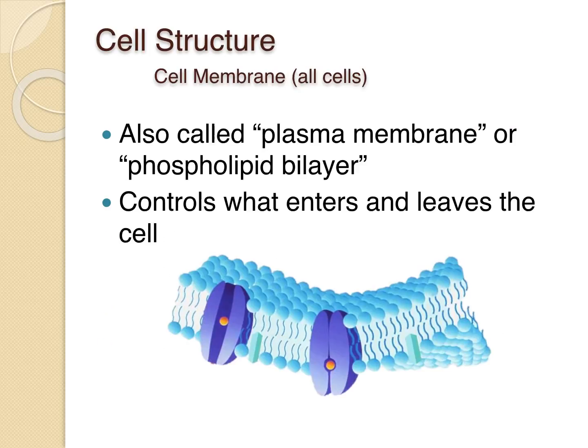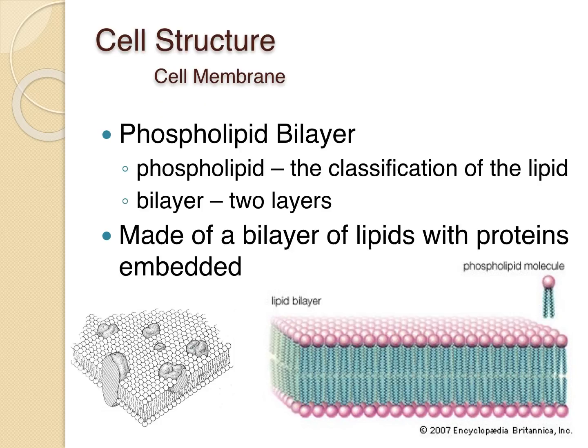The cell membrane can also be called the plasma membrane or the phospholipid bilayer, and it controls what enters and leaves the cell. That picture at the bottom is just a small portion of what the cell membrane actually looks like close up. And we're going to be talking a little bit more about the things that are going to pass through the cell membrane and how that happens later on in this unit.